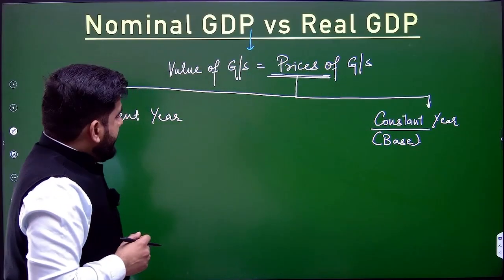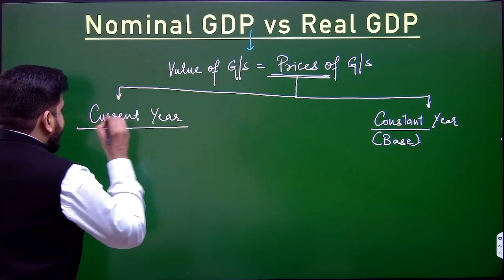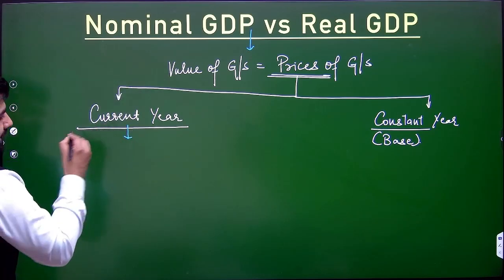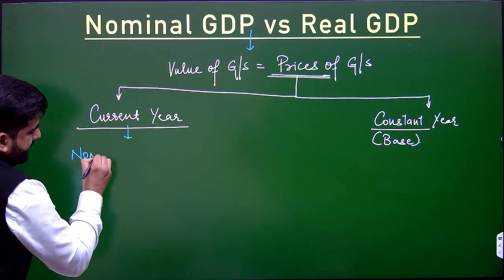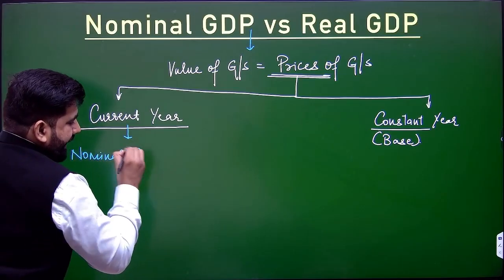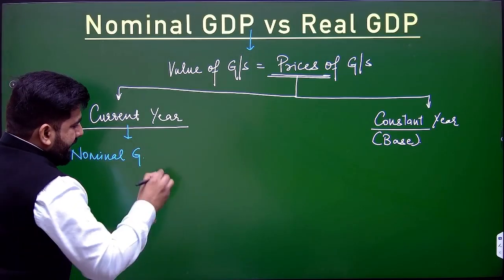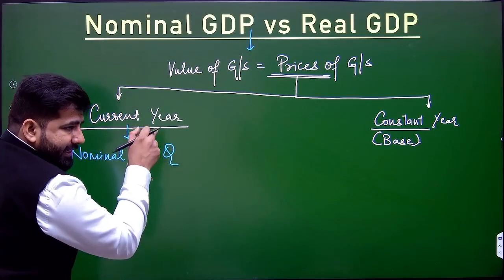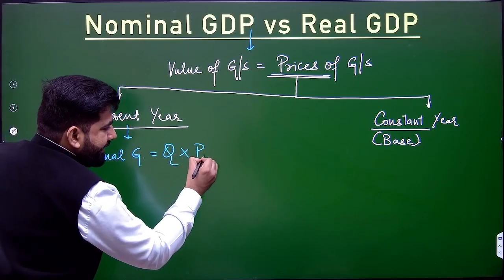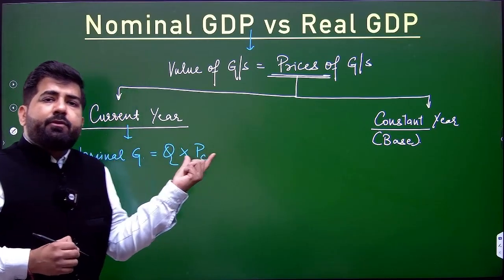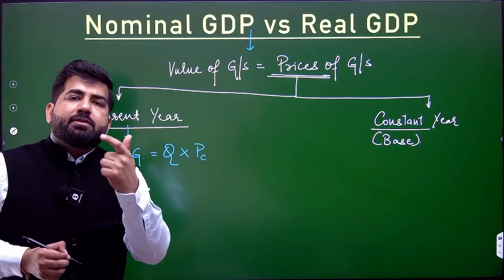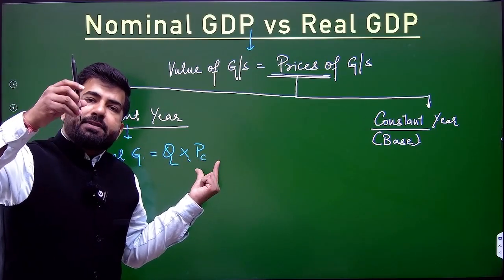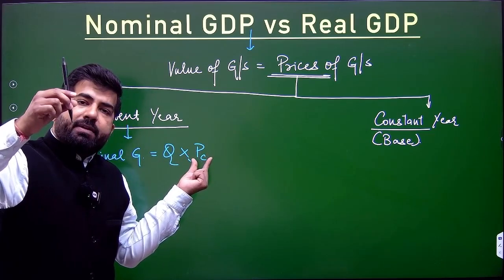If you calculate the GDP based on the prices of the current year, it will be called nominal GDP. In a very layman way, nominal GDP can be written as quantity produced in the current year multiplied by prices of the current year. This is how you calculate GDP, because how will you find out the value? Suppose how much quantity of this pen is produced? 10. And the price of one pen is, suppose, 10.